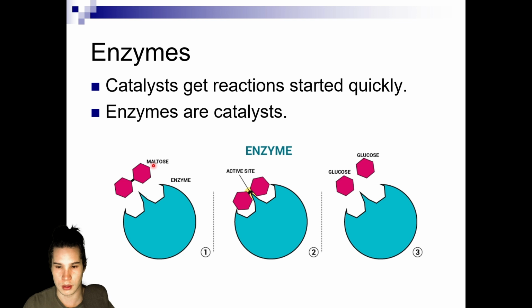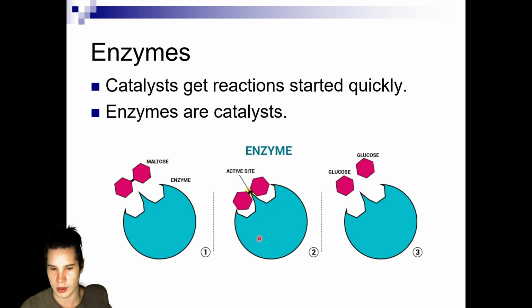So let's look at what an enzyme could hypothetically do. They're catalysts that get reactions started quickly, and enzymes are typically catalysts. So we have this disaccharide here, maltose, and we have an enzyme that is going to be three-dimensional. If you don't remember from previous biology courses, its three-dimensional shape is what's going to determine its specificity. Typically, your enzymes are going to be very specific for one type of reaction and no other types of reactions.